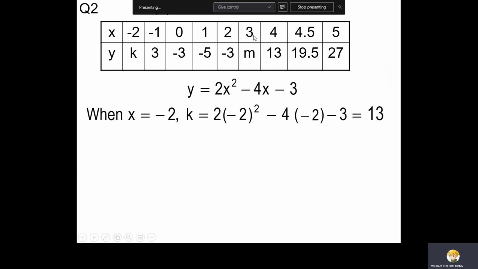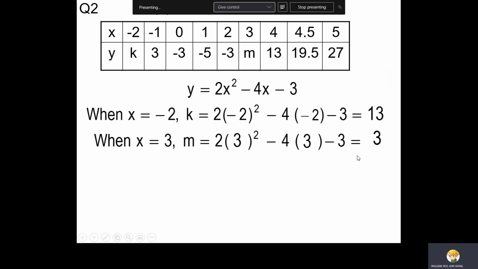For m, you have to substitute x with 3. Something like this. Again, this will give you 2 marks. So I believe most of you should be able to get the answer. It is not that difficult. Just use the calculator.